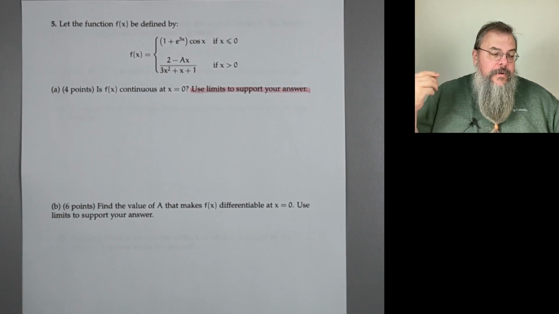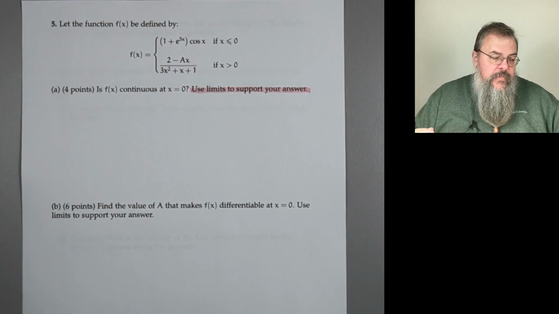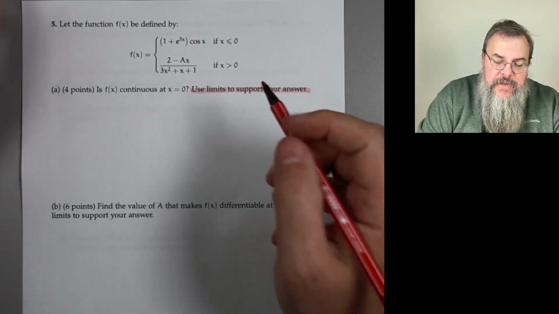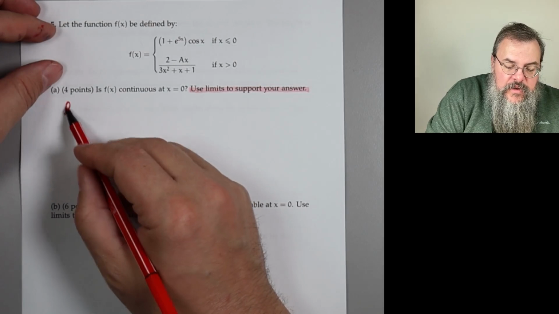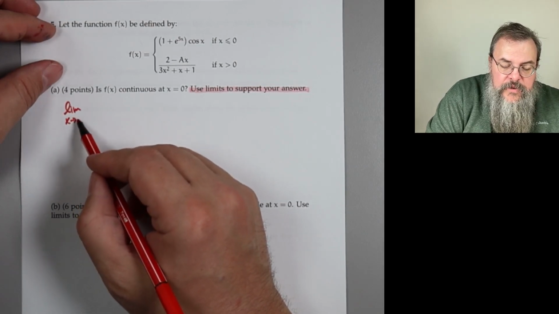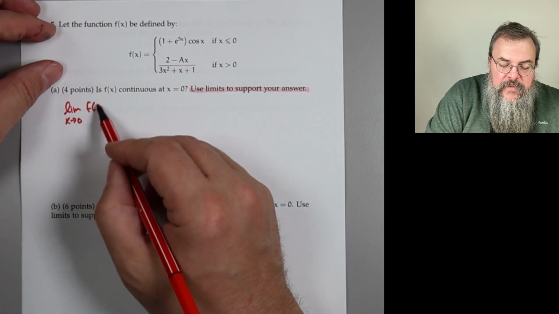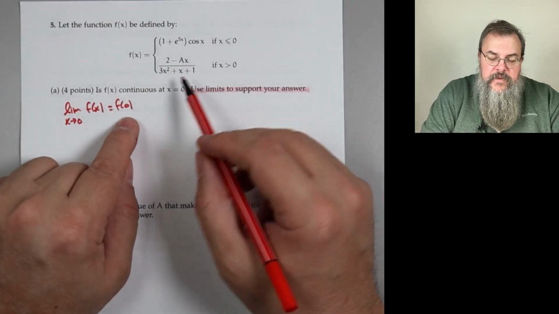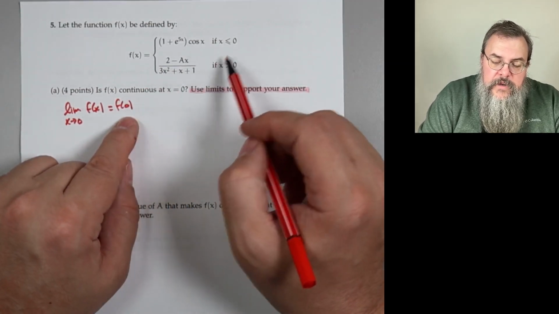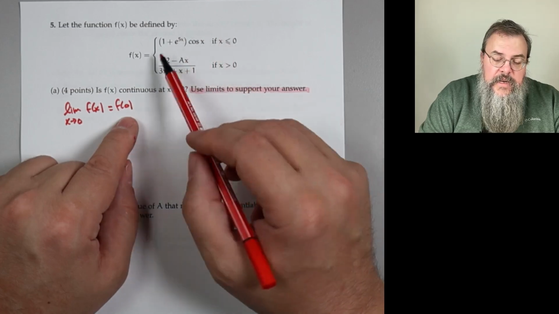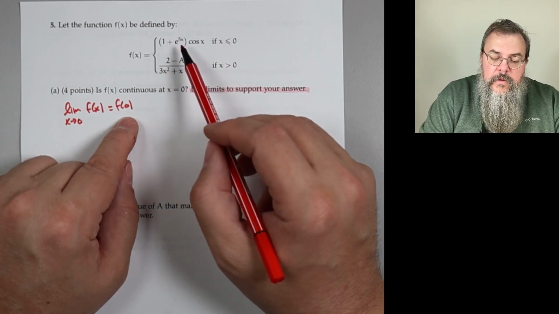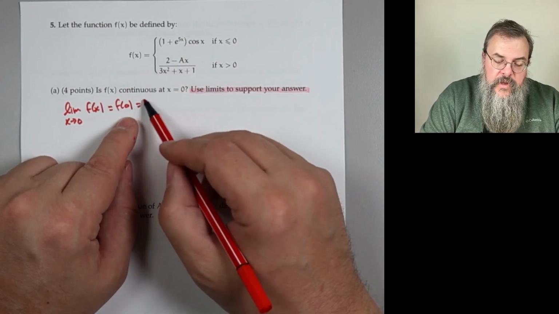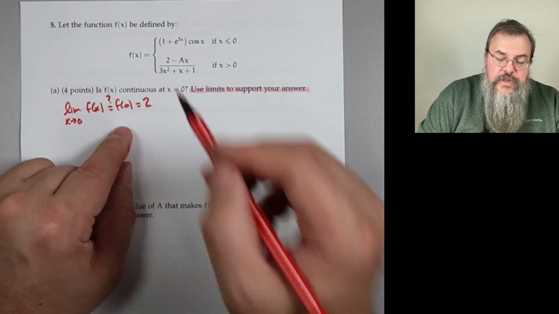Okay, so what do we need to check? Technically, does the limit as x approaches 0 of f of x equal f of 0? Now, when you plug in f of 0 into this definition, f of 0 is 1 plus 1 times cosine of 0. That's 2. So this I'm going to put as a question mark.